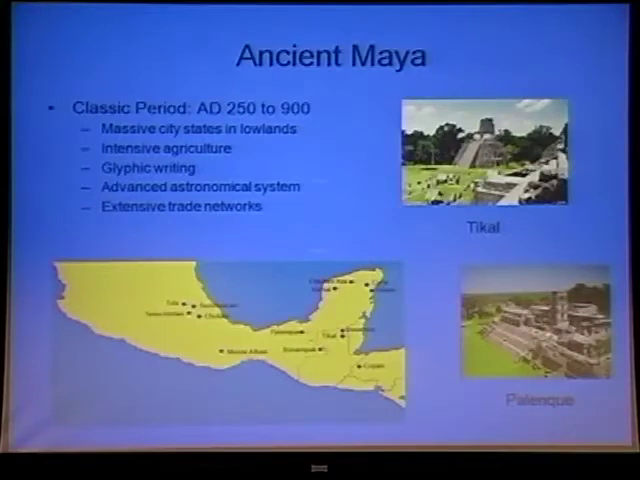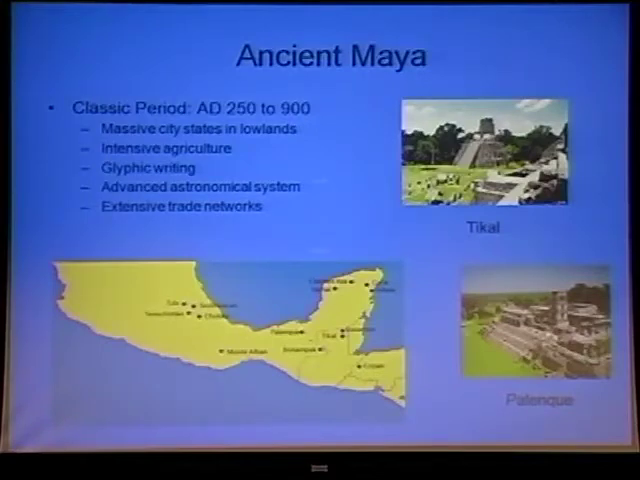They had an advanced astronomical system. They had several different calendars that were used for different purposes. We'll talk more in depth about this next week, but this of course relates directly to one of the subjects of the course, 2012, because they were able to set December 21st, 2012 as an end date. But they also used their calendars to predict eclipses, to know when the solstices were. So they were very aware of astronomical events.